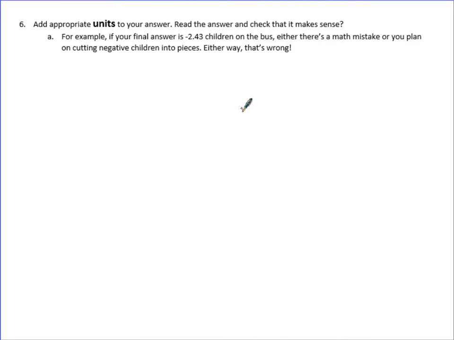Either we made a mistake in our calculations when we were solving that equation, or we did not set something up correctly, because to have negative 2.43 children, I have to have negative kids and I have to cut them into pieces, and that's very, very wrong. So make sure that your answer makes sense in terms of what you're talking about in the problem. And that's it for level 4.